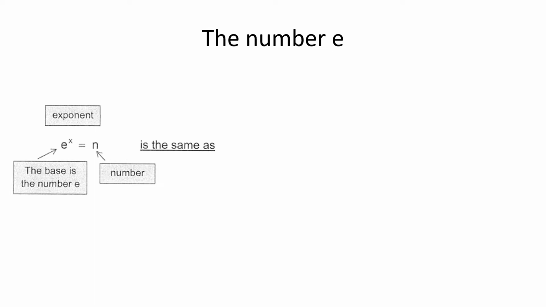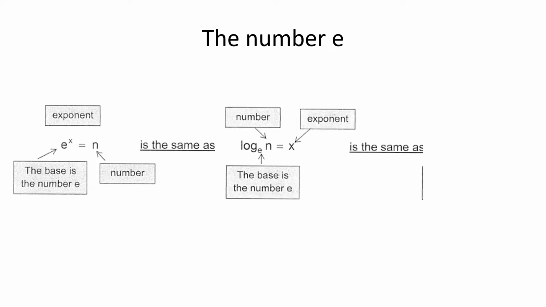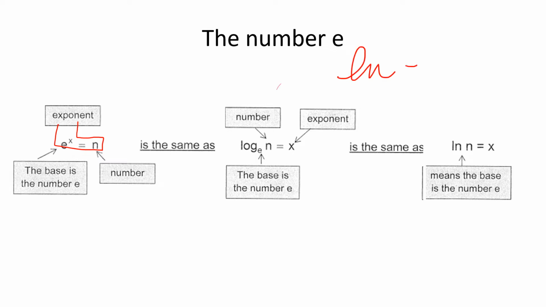Okay, so e is the base of a number for e to the x, and so if we have e to the x equal to some number n, that would be the same as saying log base e of n equal to x. So if we convert this into log base e of n equal to x, that's also the same thing as the ln of that number n equal to x. So if you want to write ln, that's the same thing as log with a base of e, okay?